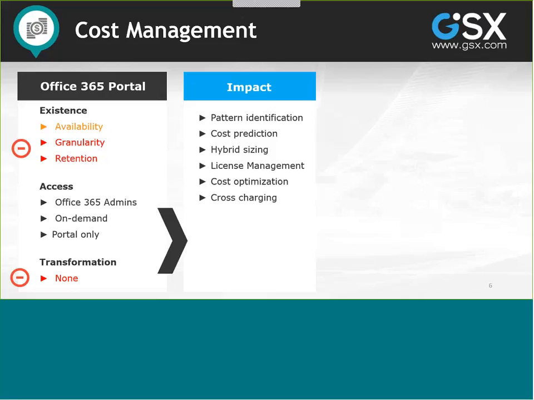And throughout the portal, I won't go over that again in the next slides, but the access is always the same. It's only the Office 365 admins that are able to access the portal. For 90% of the data, it's only on demand. You have to go to the portal. There's no way to receive that information on a daily, weekly, or monthly basis. And there's very close to no transformation because there's only about a couple of reports that you can extract to CSV, and there's nothing that can be sent out as PDF or anything like that.